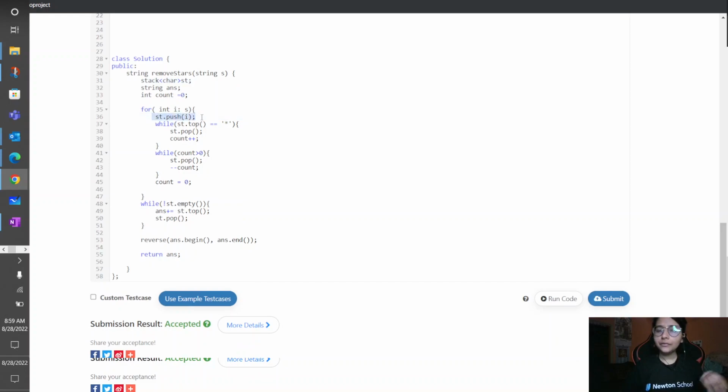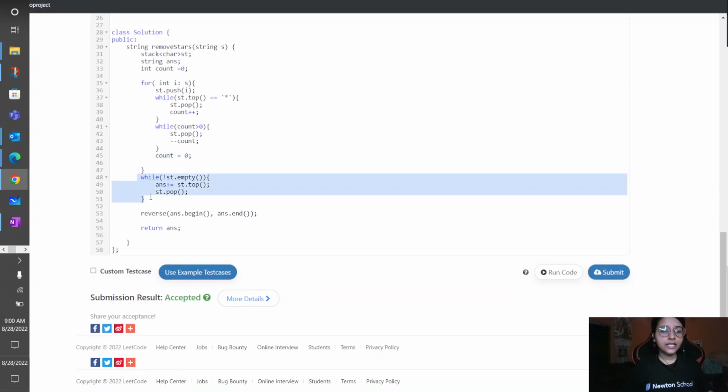So how would it be? See, we will be directly pushing into the stack, and while we have a star at the top, till then we will be popping out and increasing the count. That's what we would be doing. And then we will be checking until our count is greater than 0, till then we will be popping out. Basically this is for removing the leftmost characters, and we will be decreasing our count. And then we will make our count equal to 0, so that we start again with our count, because there could be a case when count becomes -1, right? So in that scenario also we need to handle it.